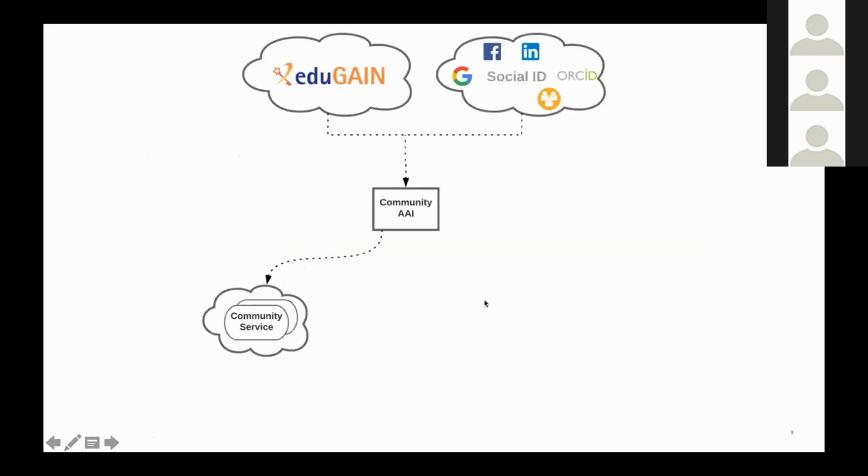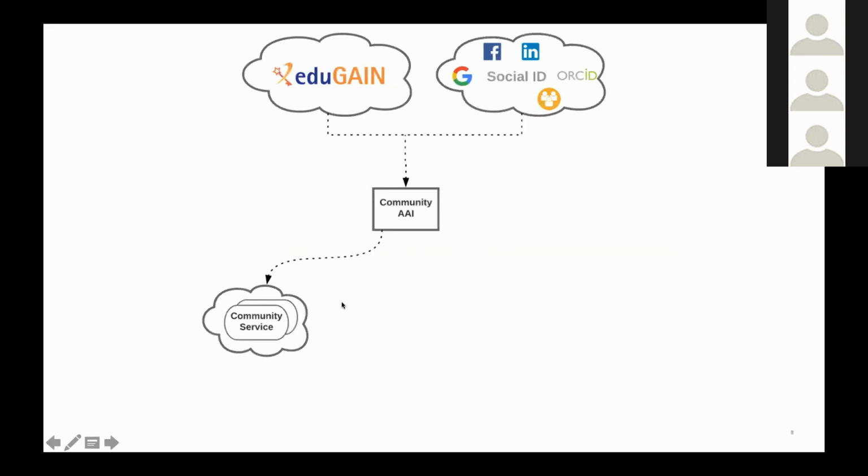Now, moving on to the community-first approach. The community-first approach to the AARC Blueprint Architecture aims at streamlining how researchers can access services via their community AAI, using their institutional credentials from EduGain or social media or other community-managed identity providers as allowed by the specific community needs. The community AAI is therefore responsible for dealing with the complexity of using different identity providers with the required community services.